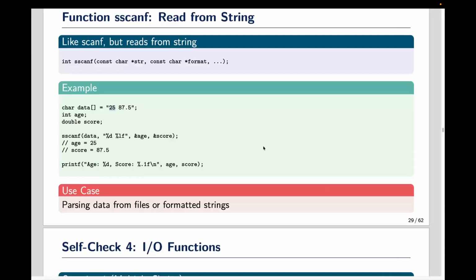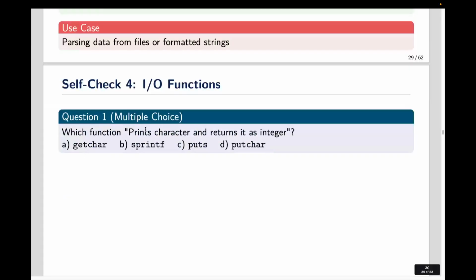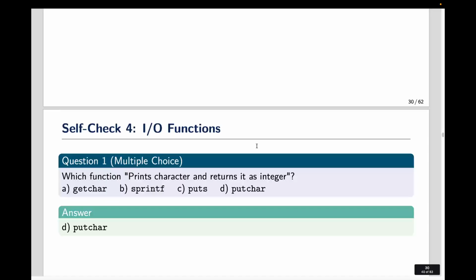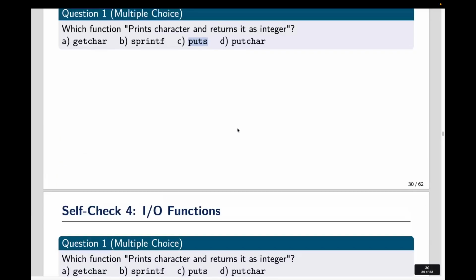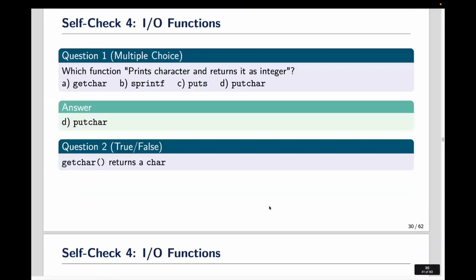I hope you have gone through this one, and just go through these self check questions over there. In the last one: which function prints characters and returns it as an integer? What's the answer? Of course, it's not going to be get character, it prints the character. It prints the characters and returns it as an integer. So this is simple puts, I guess, and sorry, putchar. Puts is just going to print a string over there. That is going to be put character over there. Sorry about this one. So put character is going to be the answer for this question.